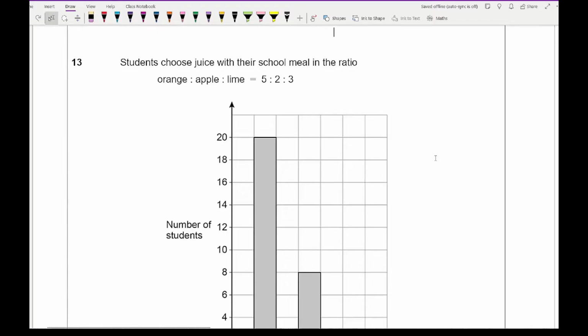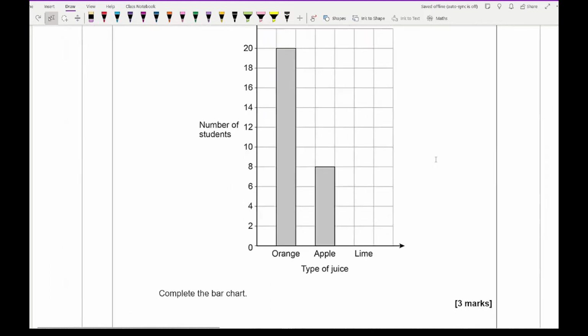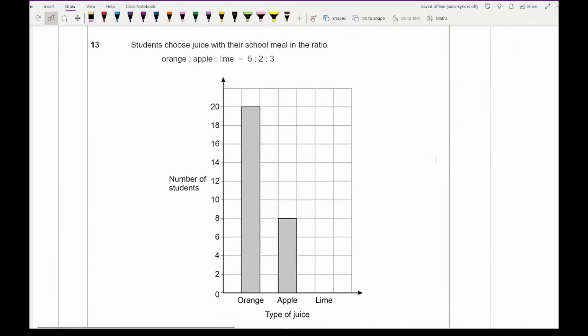Moving on to question 13, it says students choose juice with their school meal in the ratio of orange, apple to lime in the ratio of 5 to 2 to 3. And the question is asking us to complete the bar chart. So if I just zoom out just a little bit so we can see it. So here we've got orange, we've got apple, and we've got lime. And we've got the ratio 5 to 2 to 3.